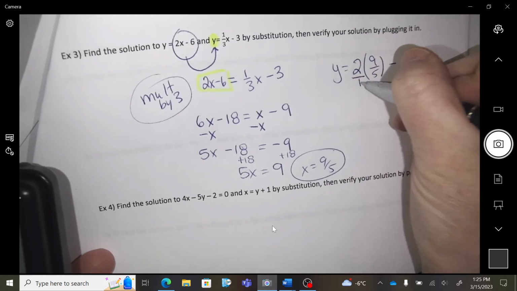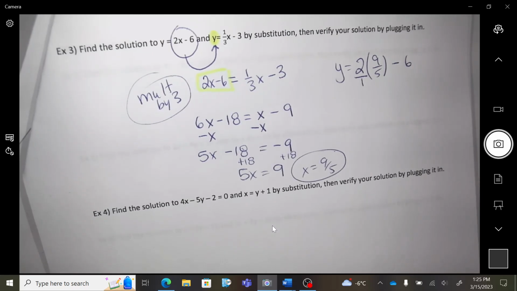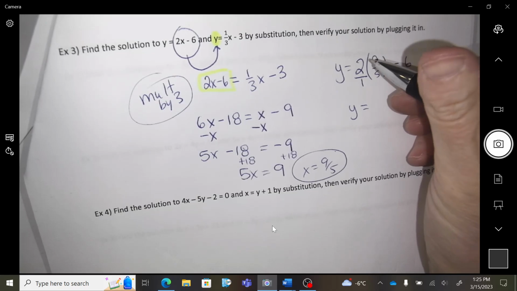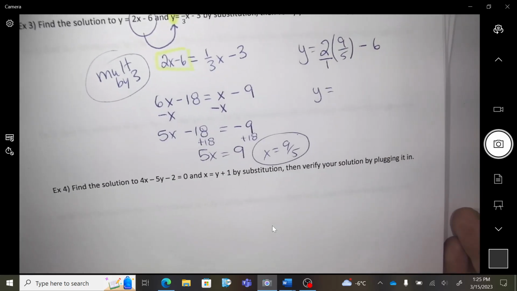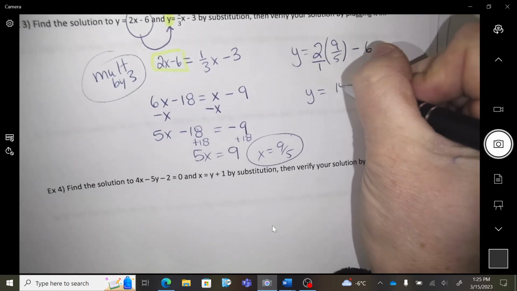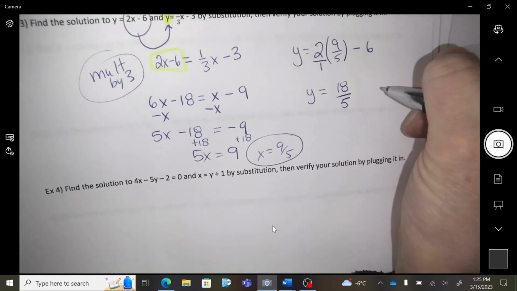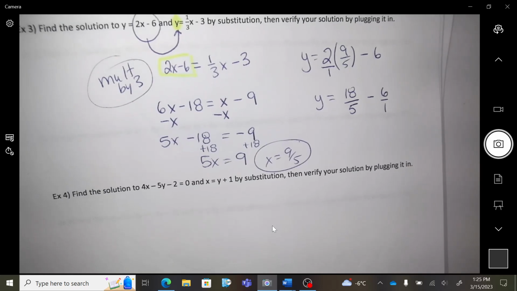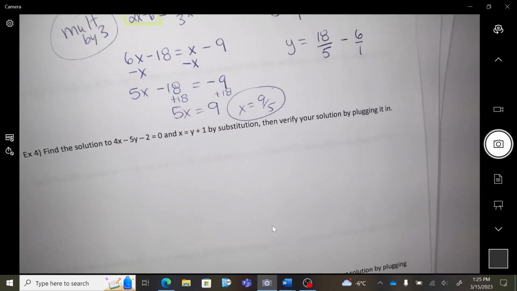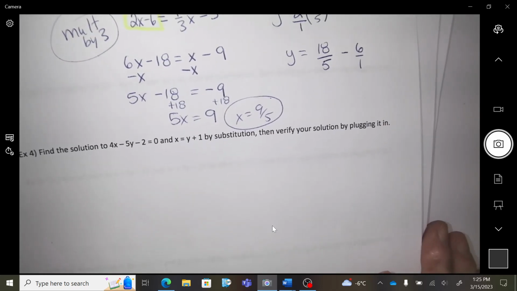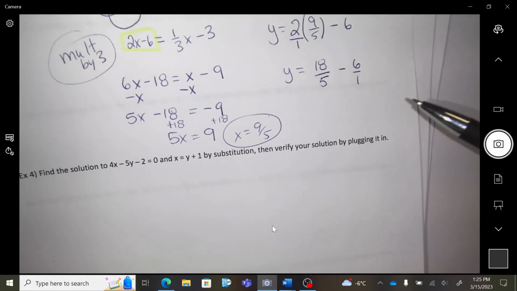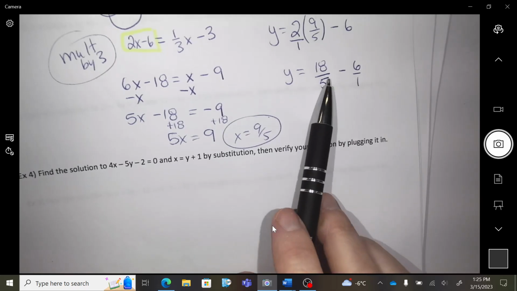So I'm going to write 2 as a 2 over 1. Okay, so 2 times 9 is on the top, so that's an 18 over a 5 minus 6 over 1. I'm doing this all without my calculator. How do you work with fractions without your calculator? What do you want to do here?